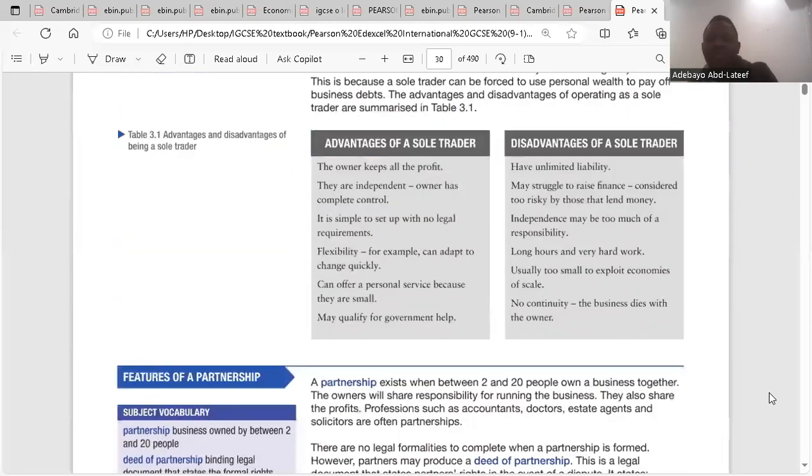The advantages of a sole trader. One, the owners keep all the profits. Whatever profit you make as a sole trader, you keep all. Clear? Two, they have complete control. So decisions are about you. You take the decision. It's your business.